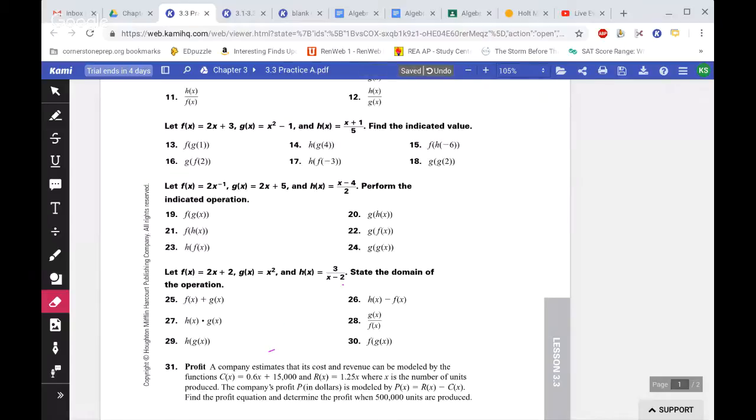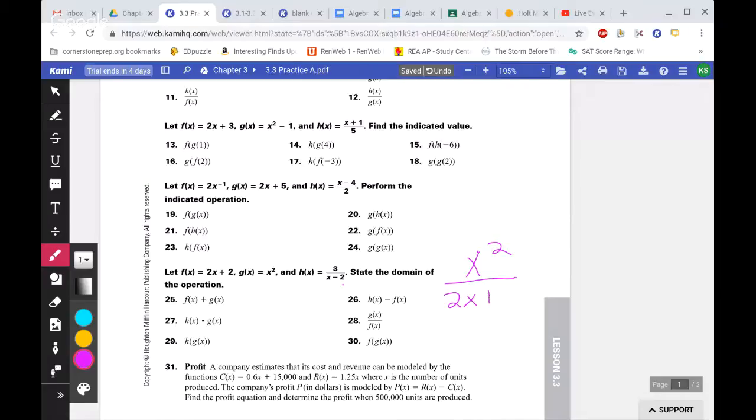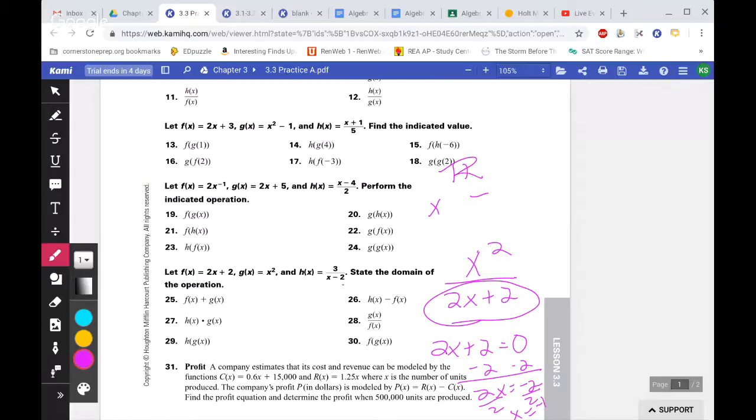Now number 28. Okay. So that's g of x. So that's going to be x squared over 2x plus 2. So now what we have to do is solve to see what x couldn't equal, because this cannot be 0. So we'll set that equal to 0. So x cannot equal -1. Okay. So it's all real numbers except for x equals -1. Okay. And that's it. All right.